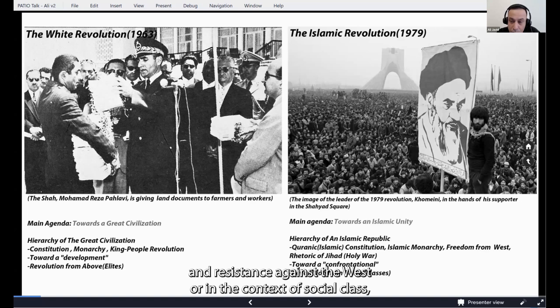Or in the context of social class, the White Revolution targets the middle class to carry out social and economic reforms from top to down. But the Islamic Revolution supports the poor classes and moves towards political overthrow.